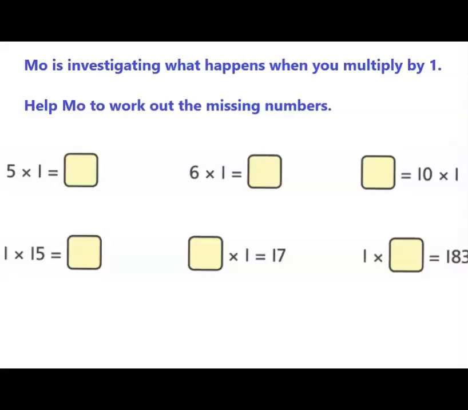Mo is investigating what happens when you multiply by 1. Help Mo to work out the missing numbers. So pause the video a moment and try and fill in the missing numbers. So 5 times 1 is 5. 6 times 1, 6. 10 times 1.